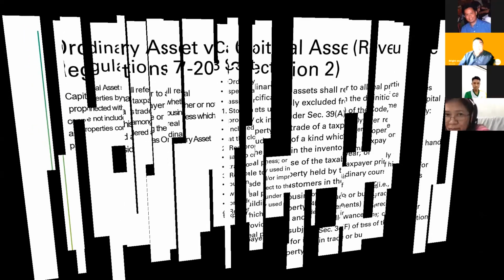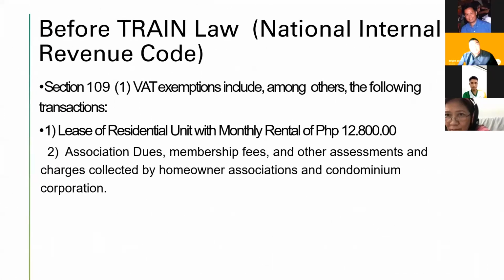Before the TRAIN law, under the National Internal Revenue Code Section 109, VAT exemptions include, among others, the following transactions. Lease of a residential unit with monthly rental of 12,800. So, except yan. Association dues, membership dues, fees, and other assessments and charges collected by homeowners associations, condominium corporation. So, before TRAIN law, these are VAT exemptions.